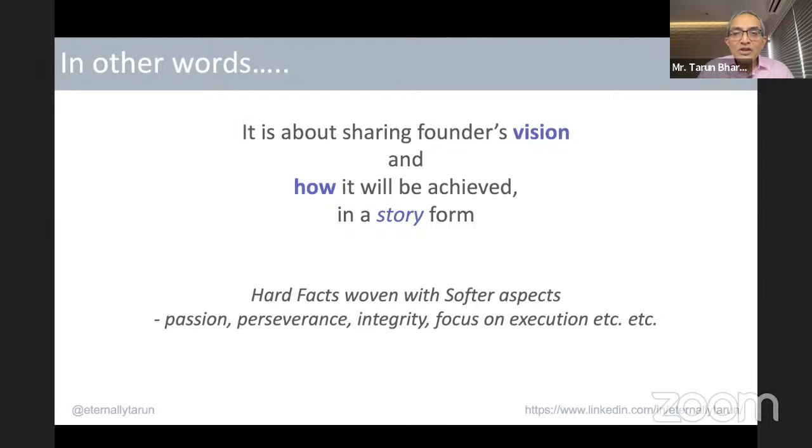That founder's zeal, that founder's commitment, that founder's conviction is something that each investor wants to see, without which I don't think anybody is going to put even a single rupee. It is as much a founder's character as the idea which the founder brings to the table.